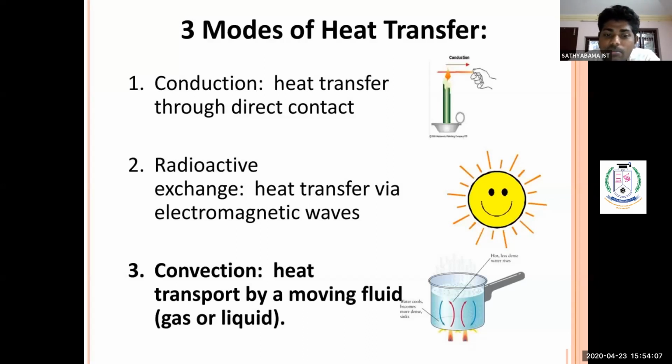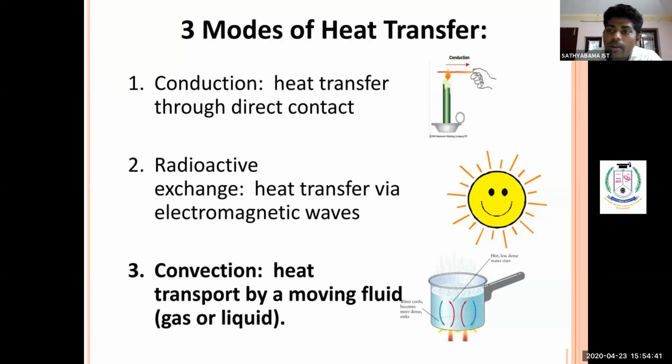Convection means heat transfer by a moving fluid. I have given this diagram for convection. See, when we are boiling water in a container and heating that container, after some time, what will happen? The molecules present in the water will move fast due to the high temperature of the heat we are supplying. At that time, the heat will be carried through the moving fluid, gas or liquid. That is known as convection. So conduction, radiation, and convection: these are the three important modes of heat transfer.